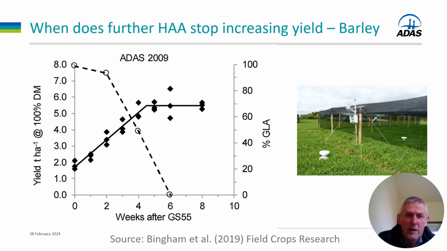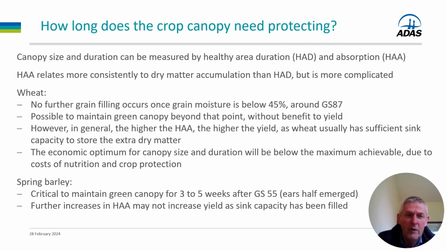So what can we conclude from all of this? How long does the crop canopy need protecting? We have a method for measuring the duration of crop canopy through HAD and through HAR. We've shown that HAR relates more consistently to dry matter accumulation and yield than HAD, but it's more complicated to measure. But we can use these measures experimentally.